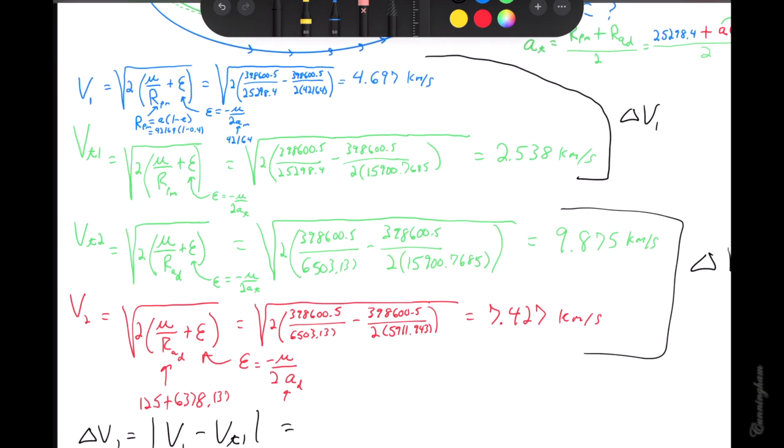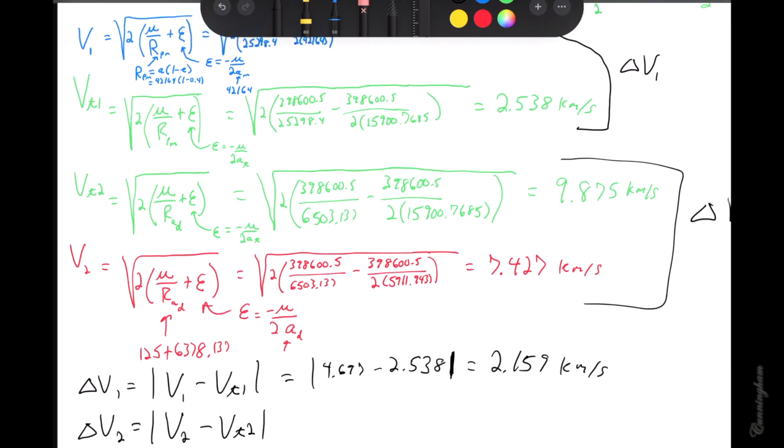All right, so we'll plug and chug now. V1 before the burn was 4.697. And then we're going to subtract out how fast we're going after the burn, which is 2.538. Oh, that's not a 1, by the way. That's supposed to be the absolute value symbol. So that gives us 2.159 kilometers a second. That's quite a bit of delta V.